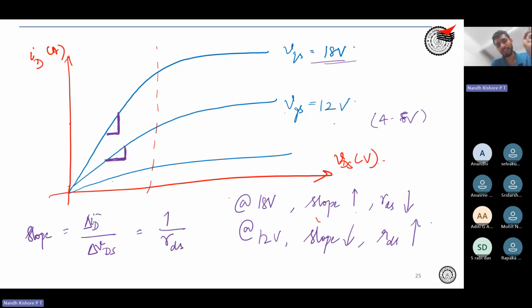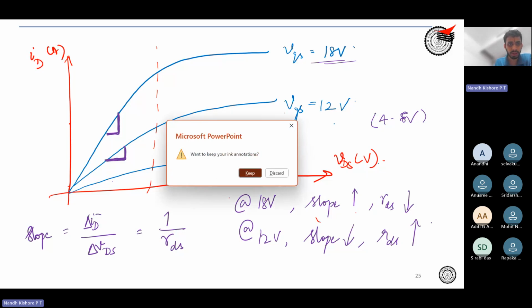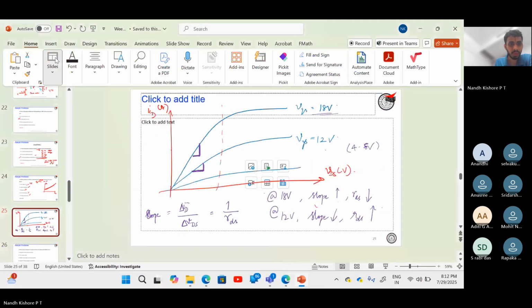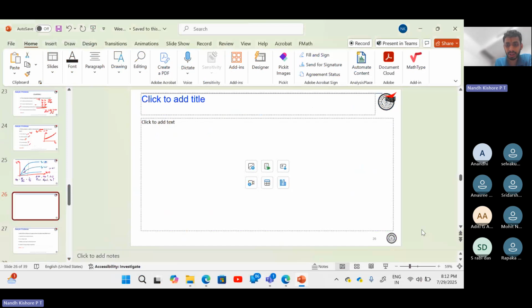See, the device operates in 3 regions, right? What are those regions? One is ohmic region, one is cutoff region, and one is saturation region for a MOSFET. What are the regions of operation?